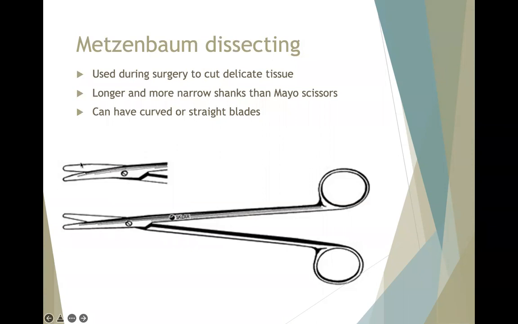And the blades here at the end tend to have a light curve in them. They do make them straight, but it is preferred using those curved. The doctors are going to use this to cut delicate tissue through fascia layer when they are doing their surgical procedure on the patient, versus our Mayo, you can use that on a lot heavier tissue and cut through muscle with them. These are way more delicate scissors.